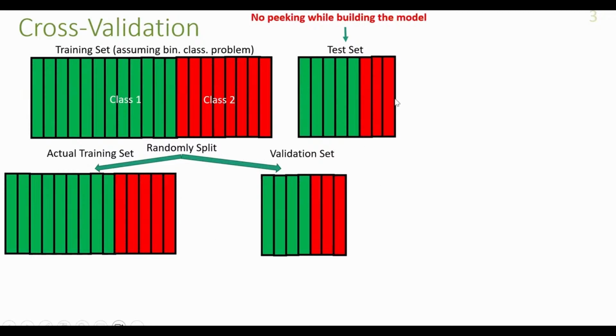The test part you will only reserve to test the performance of your model, and this test set, you will consider as a proxy for the future data. This part you will use to train your model, and this validation set, you will use to measure the performance of any machine learning model to get the optimal value of hyperparameter.